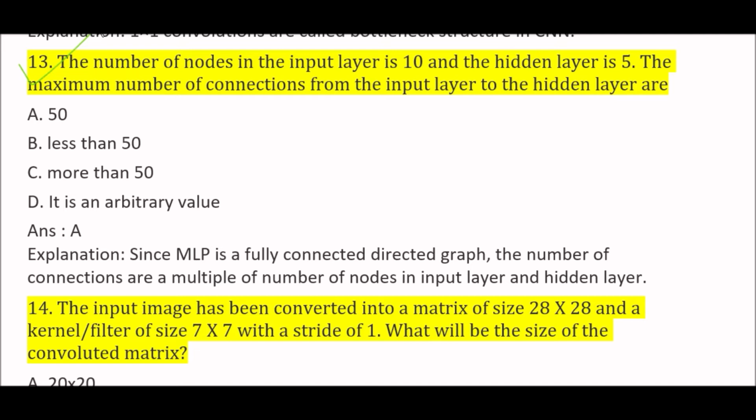It's just multiply input layer into hidden layer, means what is the value of input layer? The value of input layer is 10. Okay, and the value of hidden layer, this is 5. 10 multiply 5 leads to be 50. Okay, so right answer here is 50. MLP is a fully connected directed graph. Okay, the number of connections are a multiple of numbers of node in a input layer and hidden layers. Okay, right answer here is option A 50. And yes, MLP stands for multi-layer perceptron.